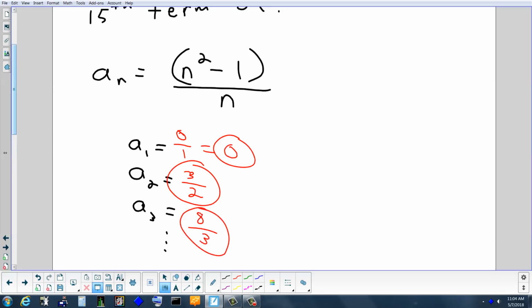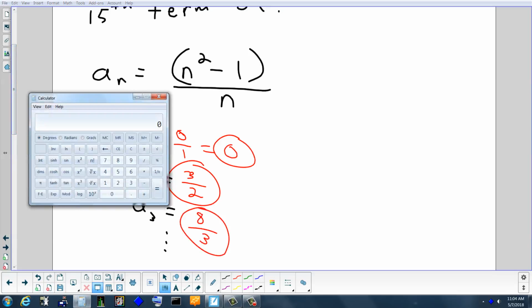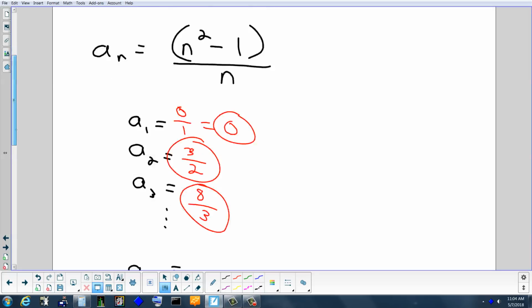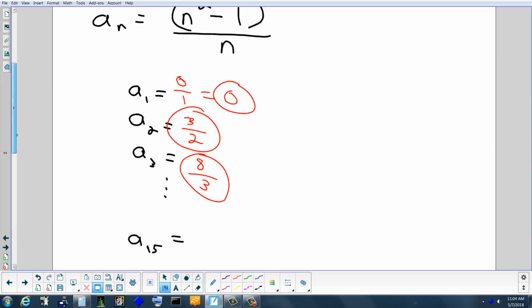They're getting bigger. Okay? So the first one was 0. The next one was 1.5. The next one was 8/3, which is what? 2 2/3. So they're getting bigger. Okay, let's look at a sub 15.